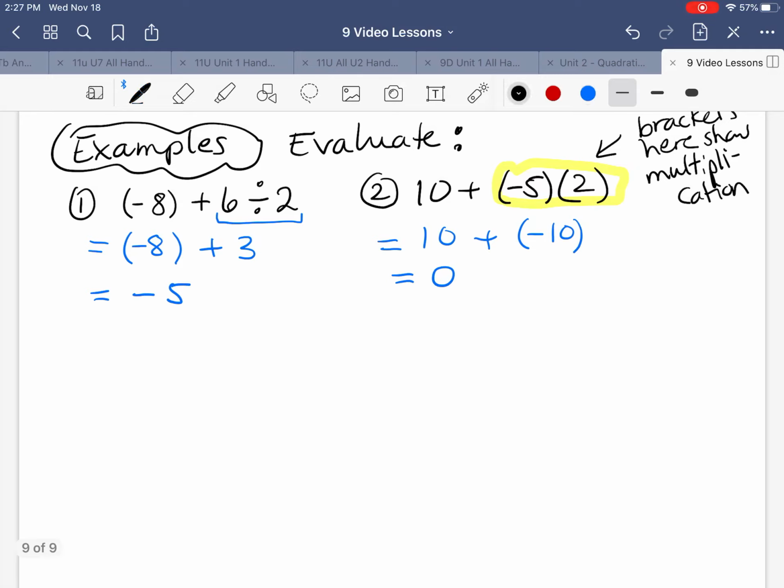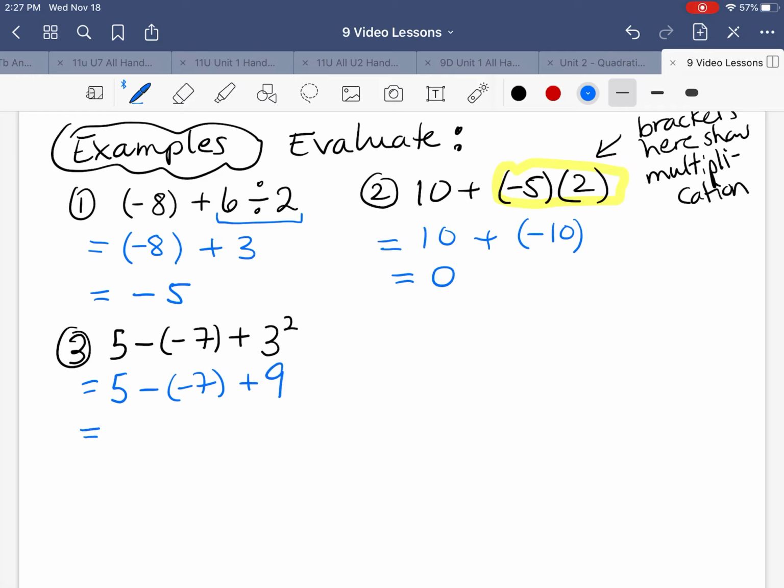Let's do some more examples. So 5 minus negative 7 plus 3 squared. And we can't see BEDMAS anymore, but now's the time to memorize it. In our expression here, we have subtraction, we have addition, and we have exponents. So if we follow BEDMAS, exponents come first. And 3 to the power of 2 is 9.